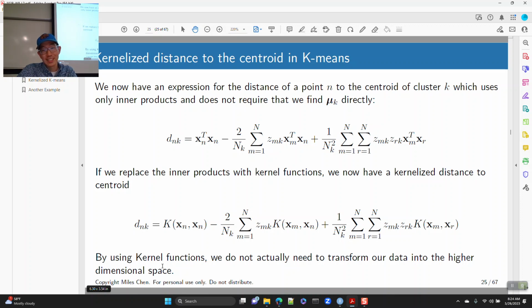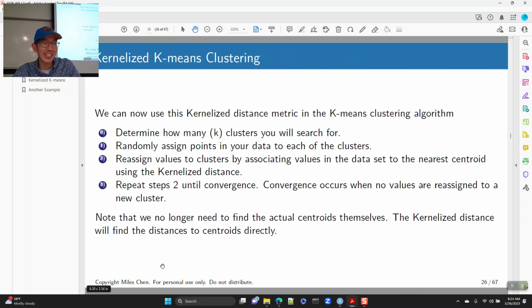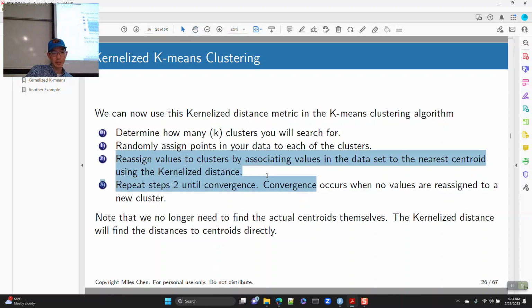Okay. Is that all right? Maybe? Okay. So this is how the algorithm works, right? So again, determine how many clusters we're going to search for. I guess part of the initialization is also to determine what your kernel function is that you're going to be using. Randomly assign your points to clusters, and then we're just going to repeat this. It's still iterative, but there's no calculating the centroid. You just reassign values. I guess you calculate distances to the centroids and reassign values, right?